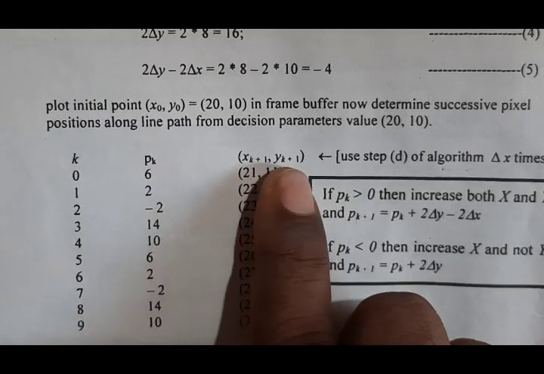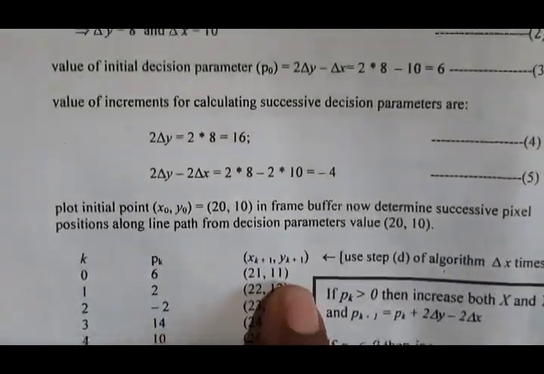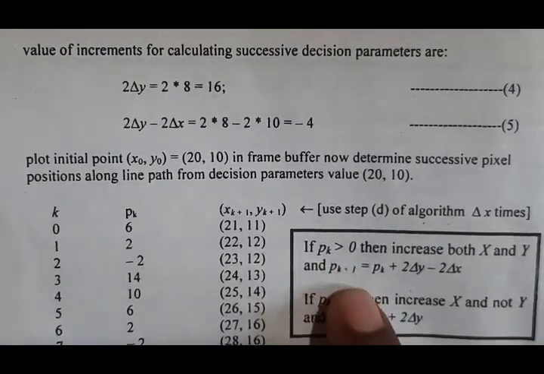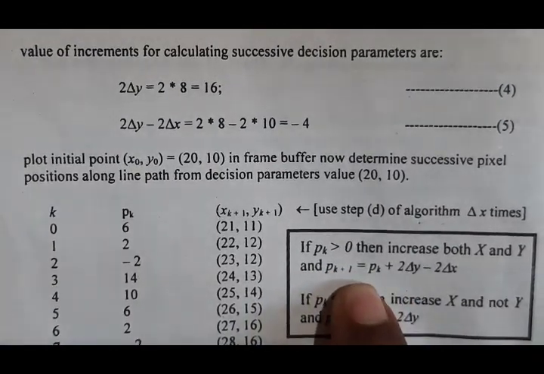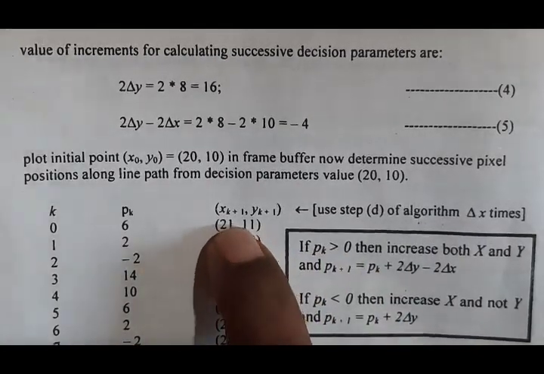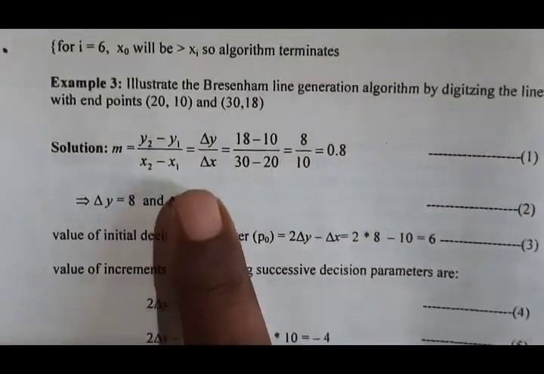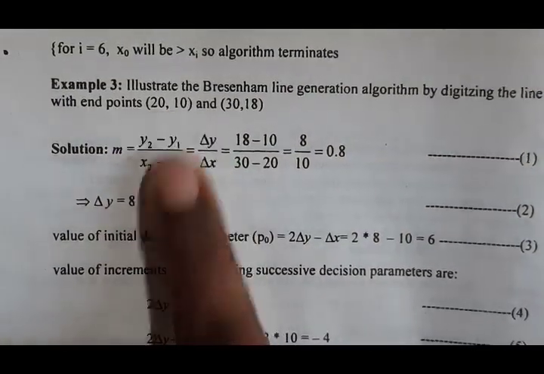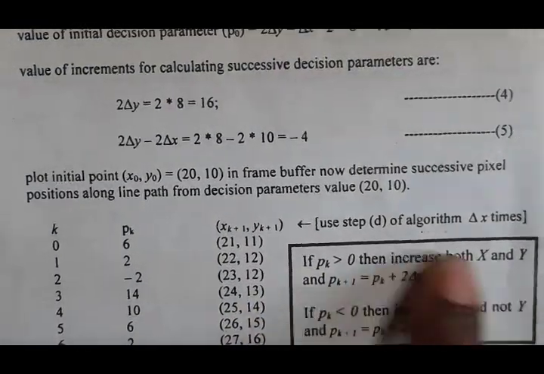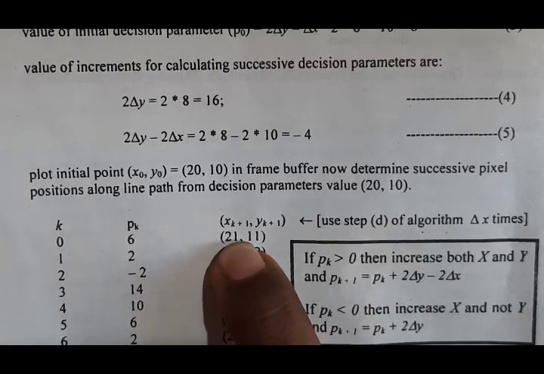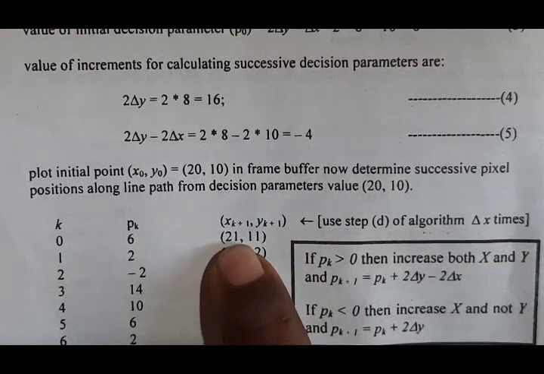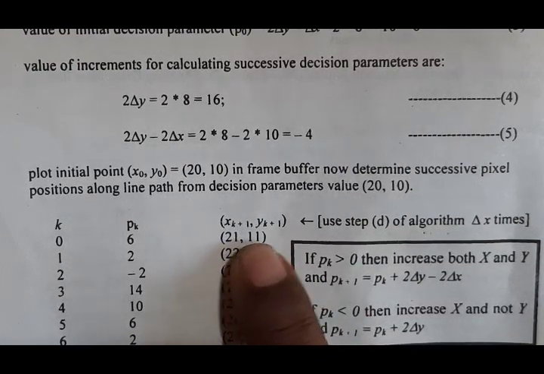What is xk plus 1 comma yk plus 1? 21 comma 11. So how do we get 21 comma 11? If pk is greater than 0, you have to increment both. Initially it is 20 comma 10. You have to increment both x and y. So x increments and becomes 21. Then yk plus 1 also increments. Previously it was 20 and 10, now it becomes 21 and 11.